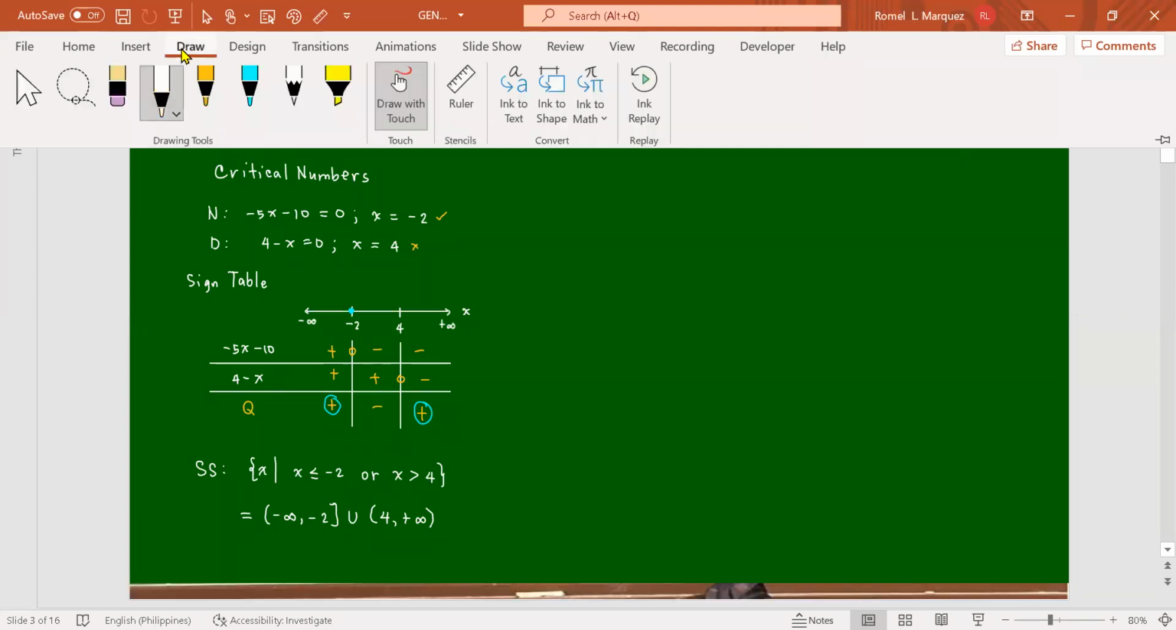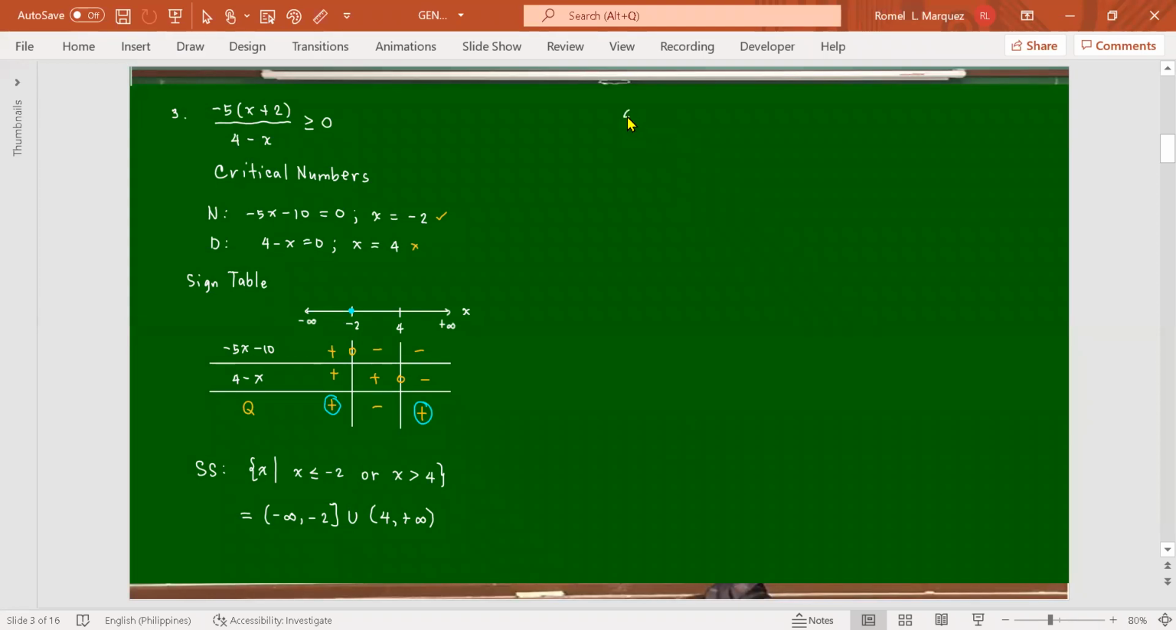Number 4. Okay? Let's say I have (x plus 5) over (x minus 1) is less than 2. Okay? So what is the first thing to do? Reduce to standard form. Is this already in standard form, children? No, it is not.